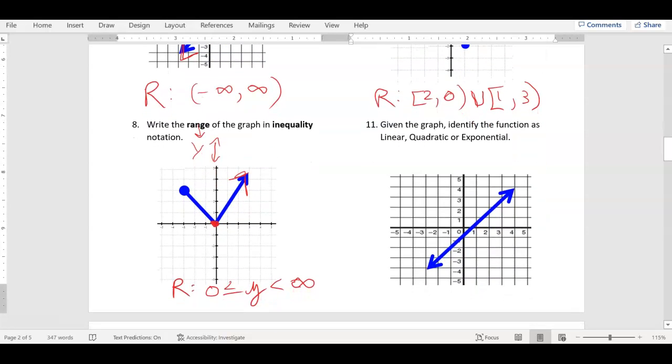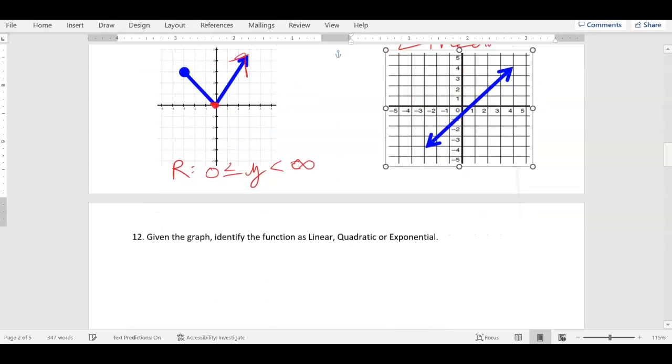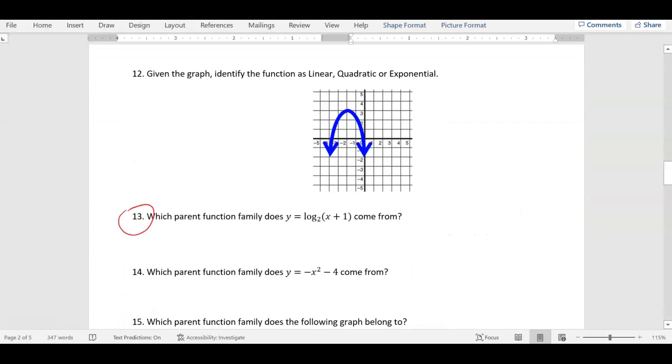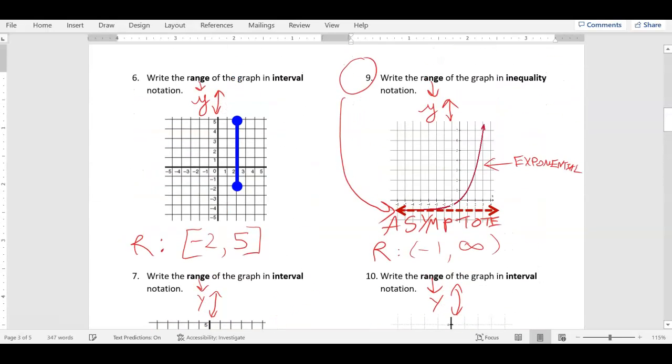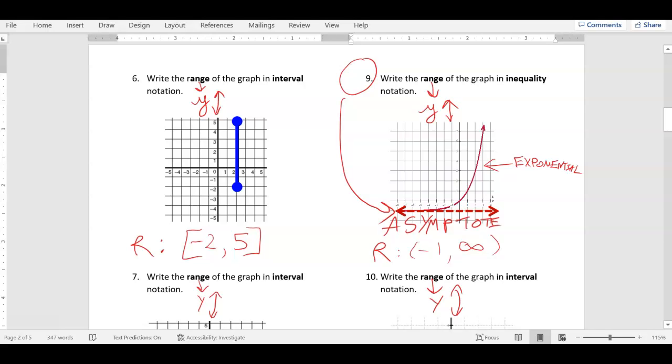Okay. Given the graph, identify the function as linear, quadratic, or exponential. So this is a straight line. This is linear. You can use your book to help you with this. Number 2 is quadratic. And we kind of set up here on number 9, this is exponential. It looks like this.